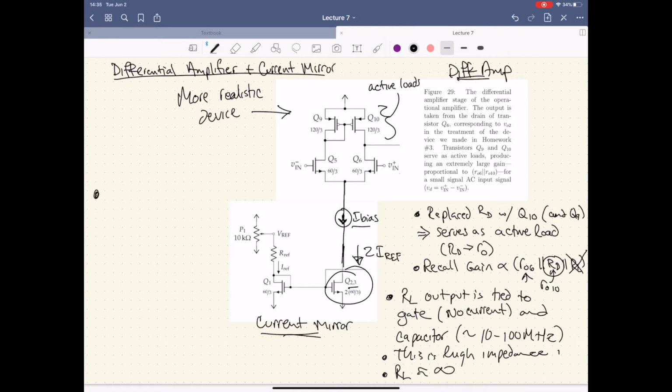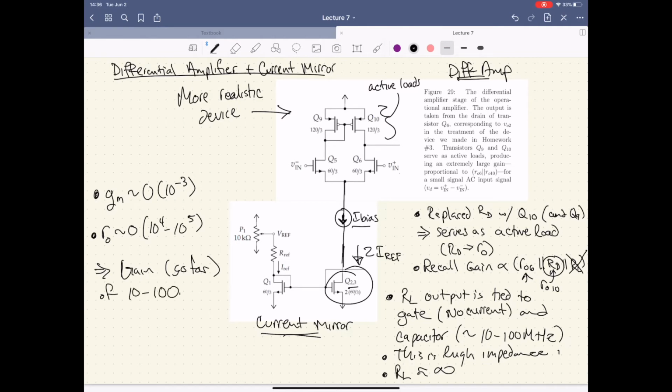If we look at the total gain at this point, we know that GM is on the order of 10 to the minus 3, and we're going to confirm what we said earlier. But our RO is on the order of 10 to the 4th to 10 to the 5th. So we end up with a gain so far of like 10 to 100, which is good, but we can do better than that.